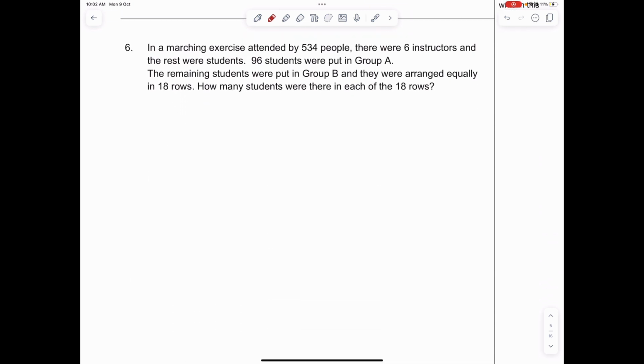Next, in a marching exercise attended by 534 pupils, there were 6 instructors and the rest were students. Okay, so let's hide this. This is the total number. This is instructors. And then the rest of it were students.